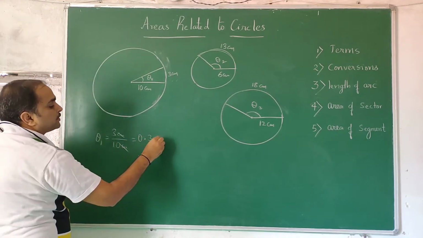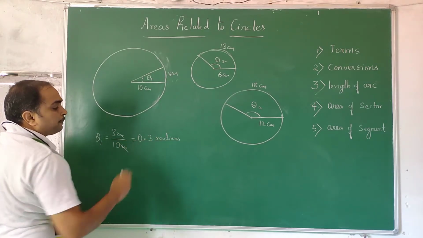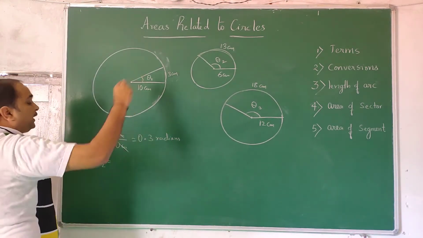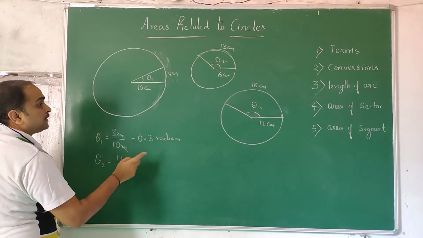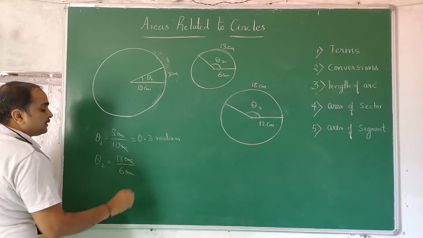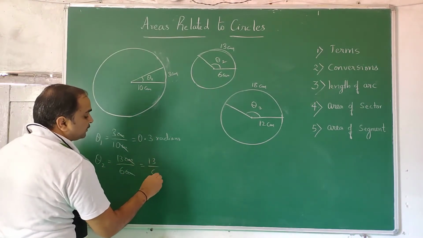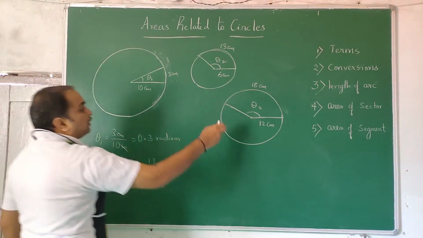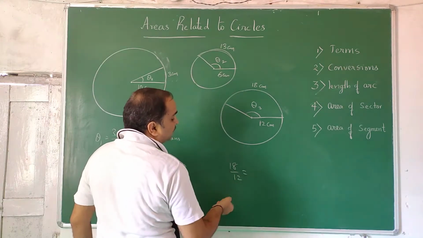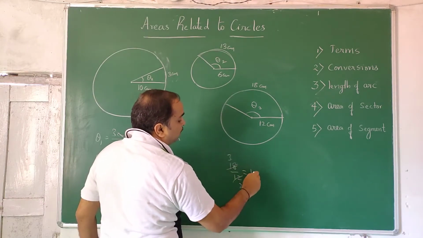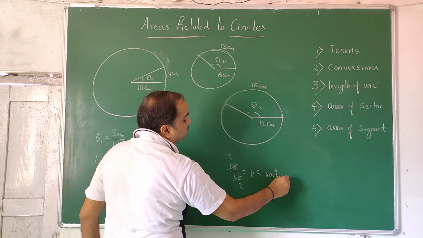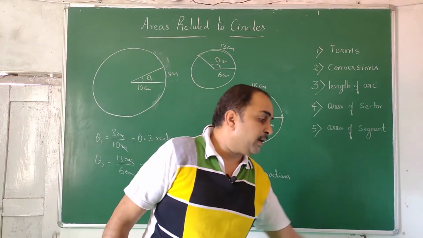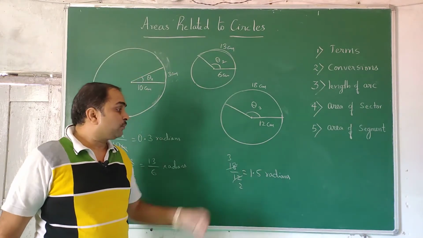0.3 radians. Now, that one, theta 2, length of arc, 13 cm. Both must be in the same unit, cm, 6 cm. Cross, cancel. 13 by 6 radians. So simple as such. This is 18 by 12. 6 tables, 6 2s are 12, 6 3s are 18. 1.5 radians. This angle is 1.5 radians. So simple, so quickly you can get it. Just length of arc you have to divide with radius.